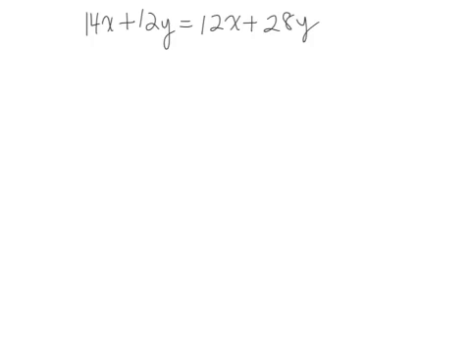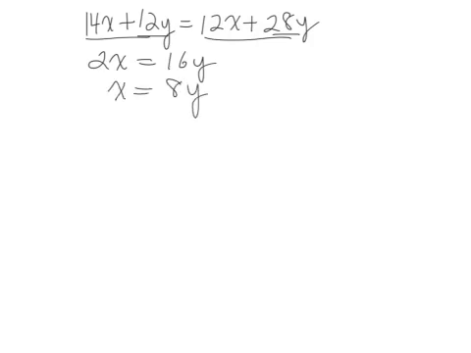So here are the two equations set equal to each other because they both equal lambda. Our next step would be collecting like terms. So we have 14x minus 12x would leave 2x on this side, and then 28y minus 12y would leave 16y on this side. And we can see that x equals 8y. So every x equals 8y.